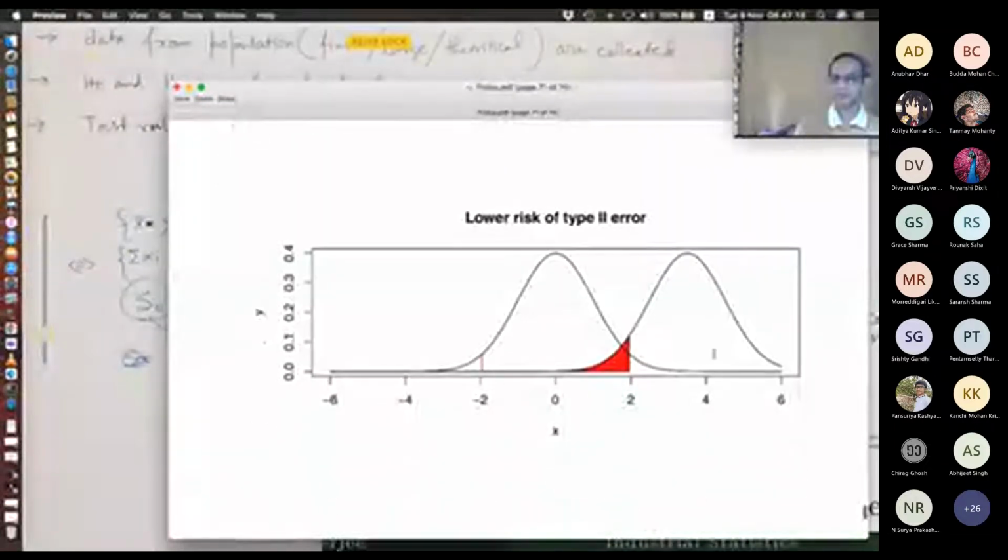But here you can see that the density specified by the alternative hypothesis is far away from the true density, which is with mean 0. So the probability of occurrence of type 2 error is very less, and as a consequence, power will be more.